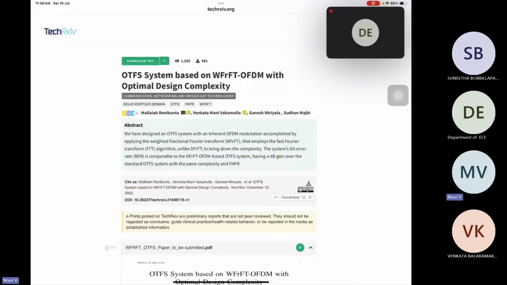And my student Malaya is currently doing his postdoc because we don't want to go abroad for a postdoc position. He's more of a homely fellow, so he doesn't want to leave his state. That's another problem. Otherwise, he had many opportunities, and he did OTFS system with optimal design complexity.